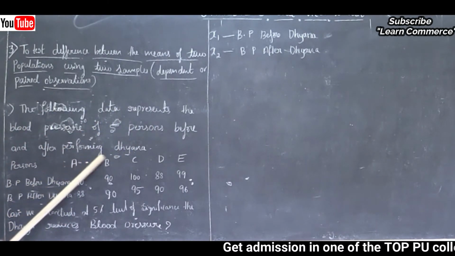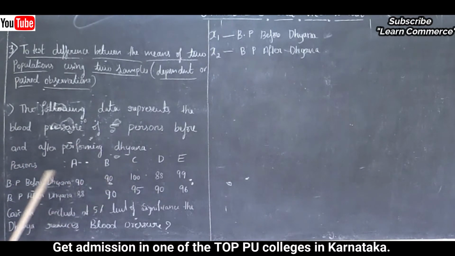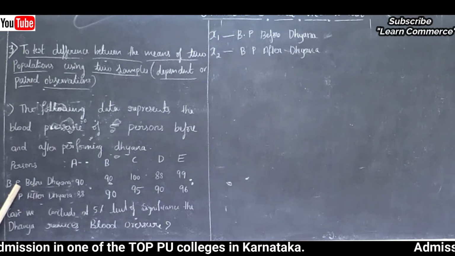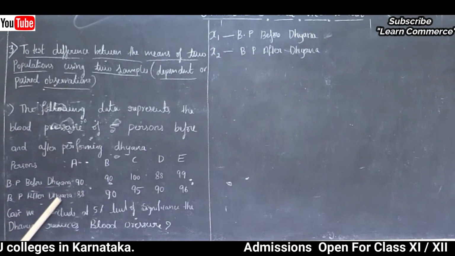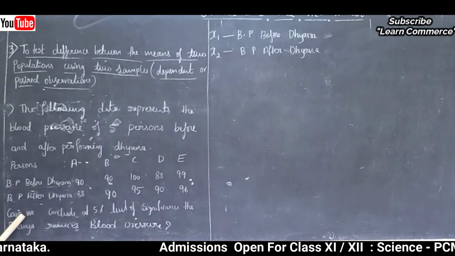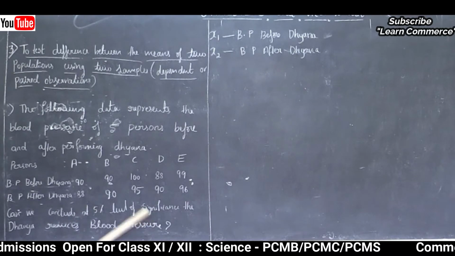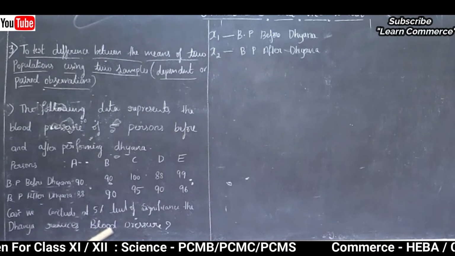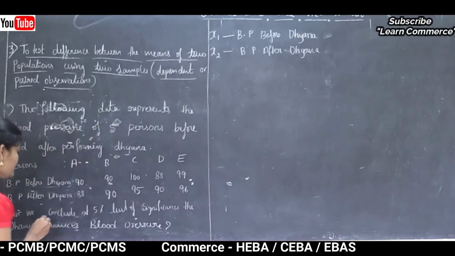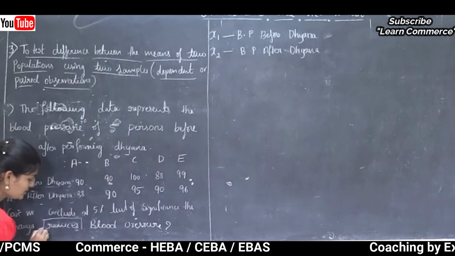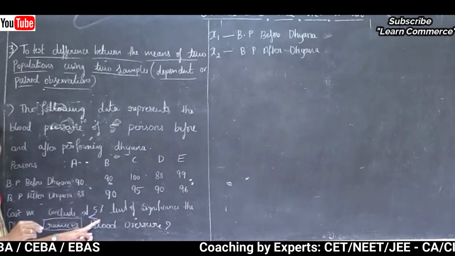and after performing dhyana. Here the given persons are A, B, C, D, E, and the blood pressure before dhyana observations are like this and the blood pressure after dhyana observations are like this. And here the question is, can we conclude at 5% level of significance that dhyana reduces blood pressure? See here, reduces in the sense what? Reduces indicates less than sign.